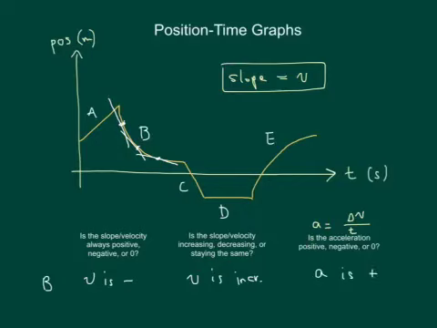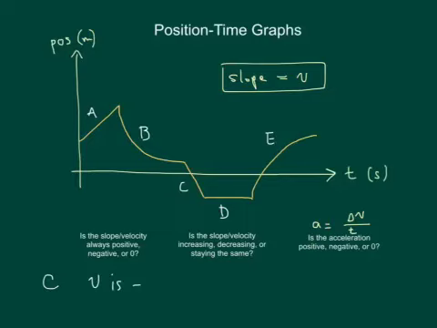Now let's do segment C. Get rid of the tangent lines, we don't need them anymore. For segment C, we look and ask, is the slope, the velocity, always positive, negative, or zero? C is a straight line sloping down. Because it's a downward line, the velocity, the slope, is always negative.